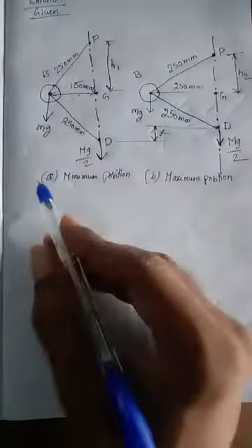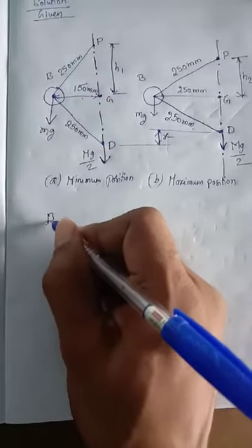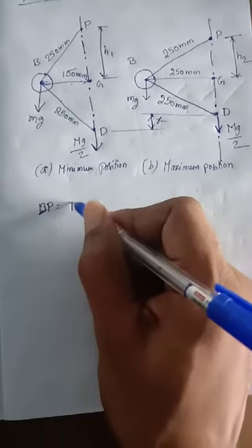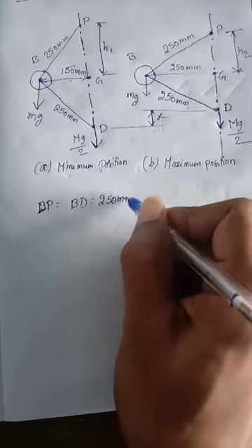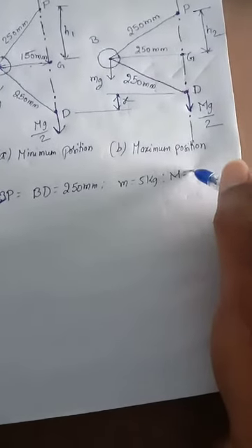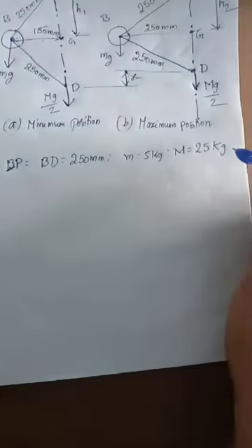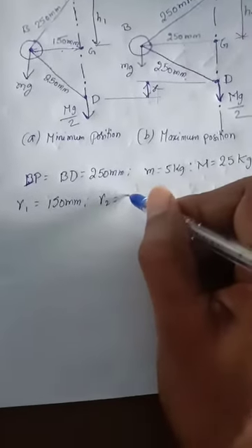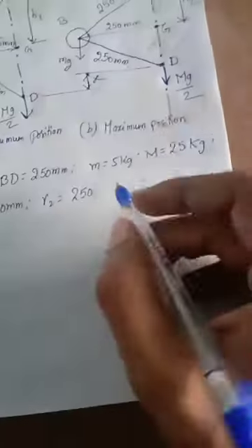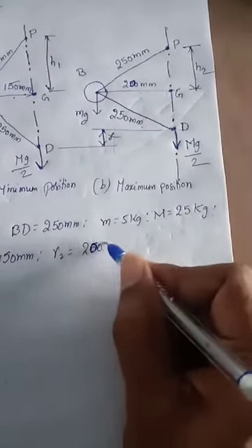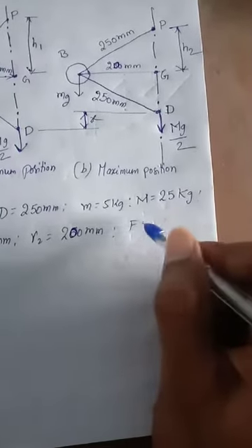Okay, so now we are going to write the given data. First BP equals BD, which is 250 mm, and small m is equal to 5 kg, capital M is equal to 25 kg, r1 is equal to 150 mm, r2 is equal to 200 mm, and F is equal to 10 newtons.